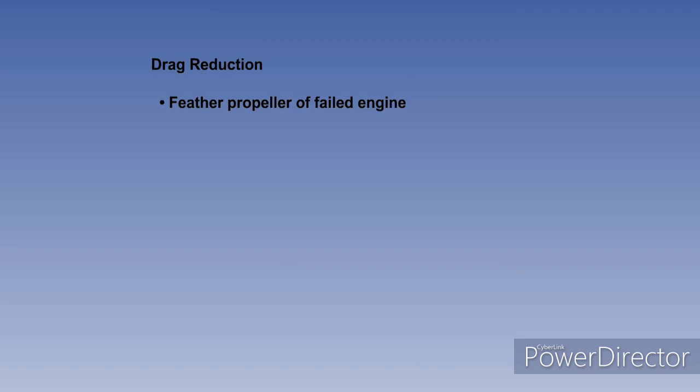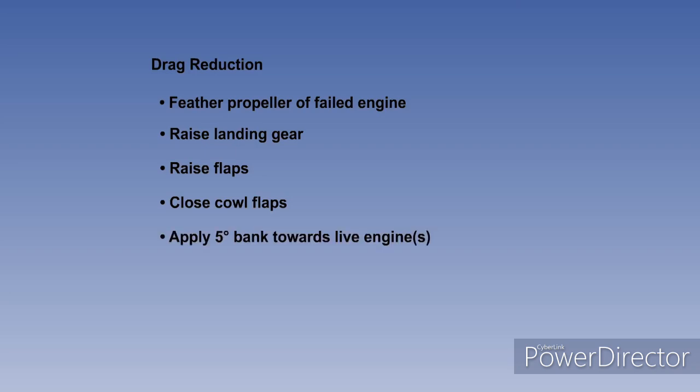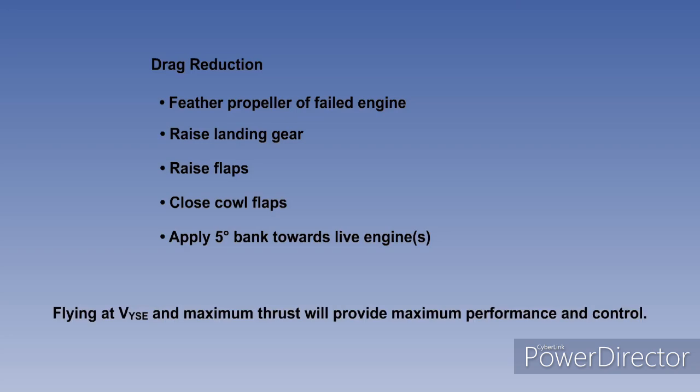Drag can be reduced by feathering the propeller of the failed engine, raising the landing gear, raising the flaps at a safe height and speed, closing the cowl flaps on the dead engine if fitted, and applying 5 degrees of bank towards the live engine. Flying at blue line speed, Vyse, with maximum permissible thrust on the live engine, will provide maximum performance and optimum control of the aeroplane.